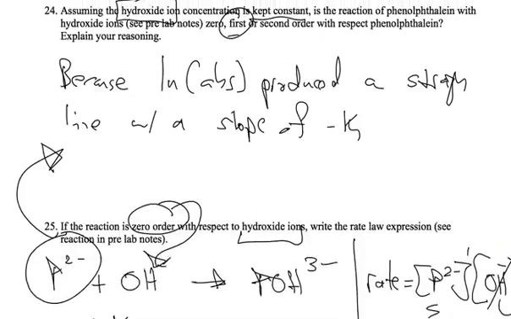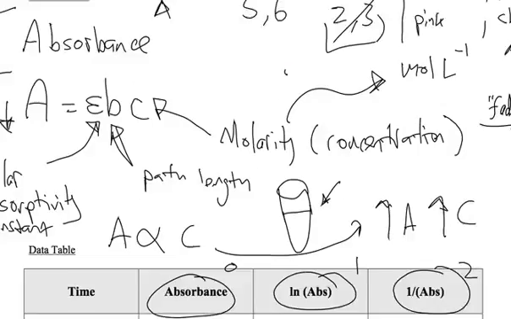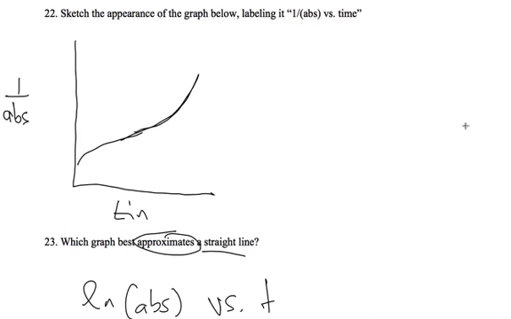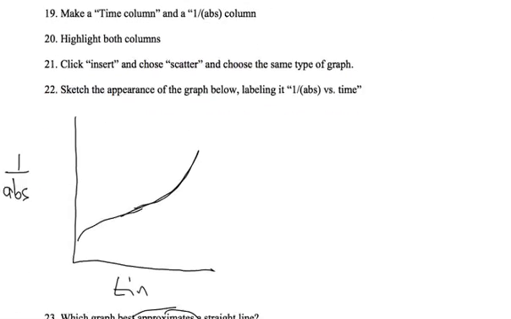So anyways, this lab, to review, was about the concept of absorbance. It was a way of measuring the kinetics of fading. As fading occurred, the absorbance went down. And by plotting the absorbance, the natural log of the absorbance, and the reciprocal of the absorbance, we were able to yield a straight line for the natural log, telling us that it was first order with respect to phenolphthalein.